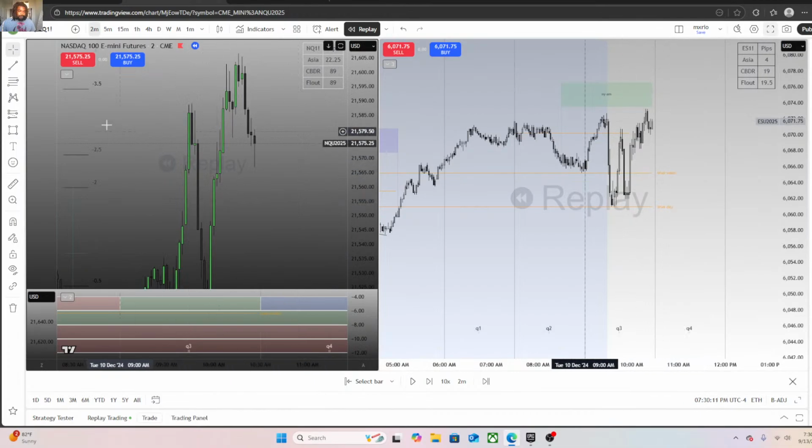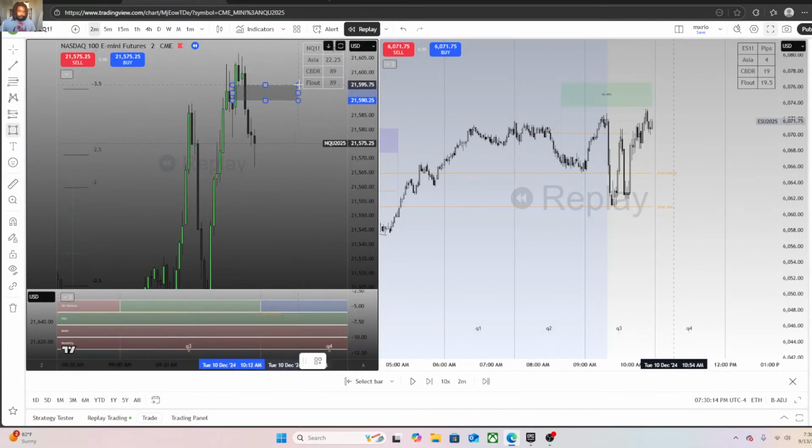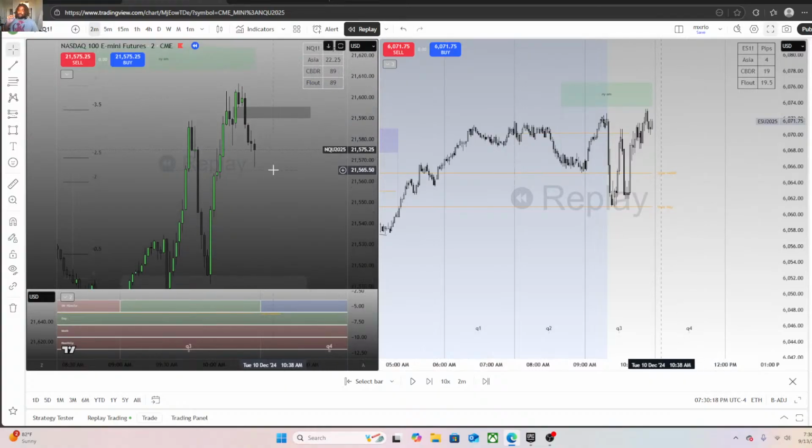All right, we inverse this. Now, hypothetically speaking, I'm saying this now. If it comes back into this inversion, I will enter this trade. I will enter this right here. So we're gonna put a limit right here.